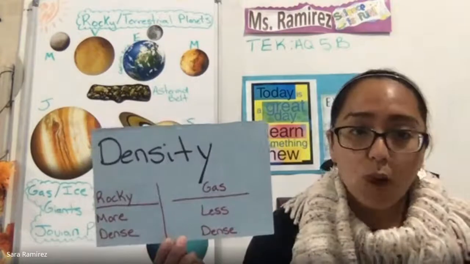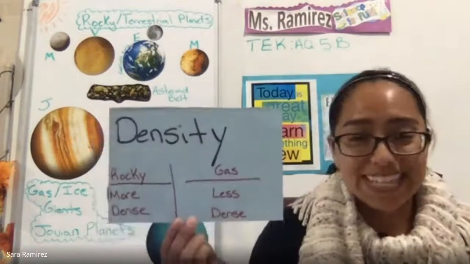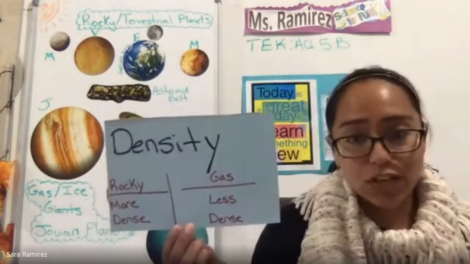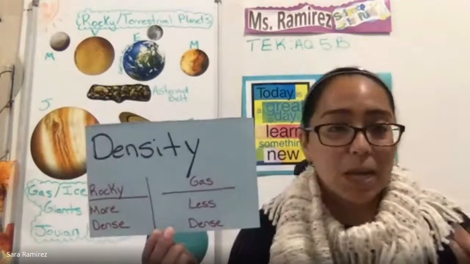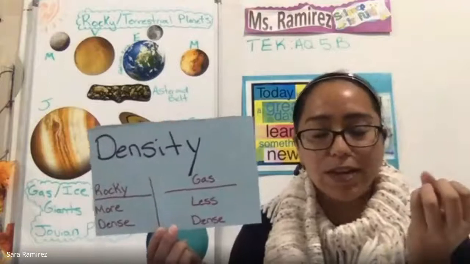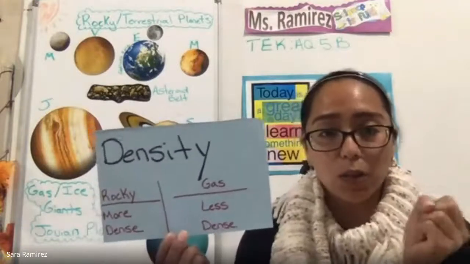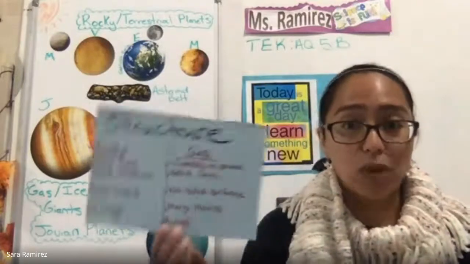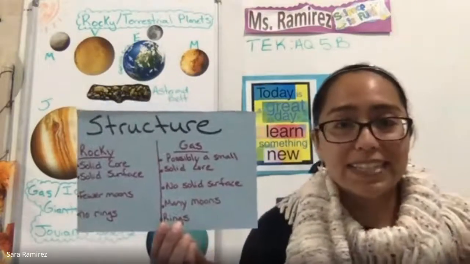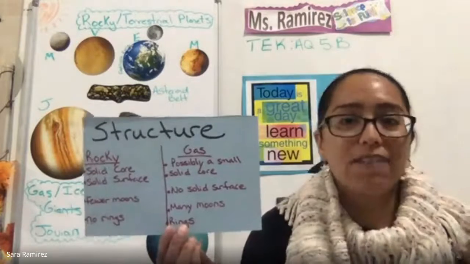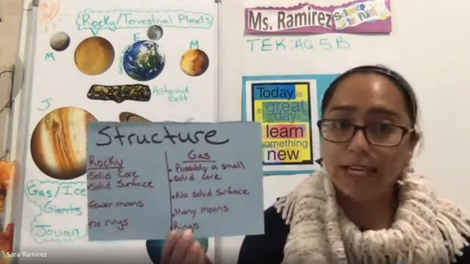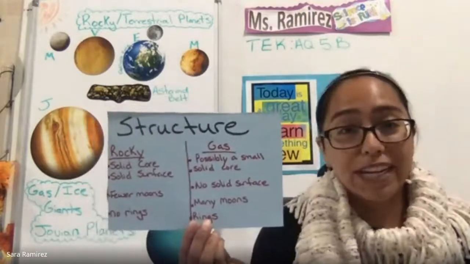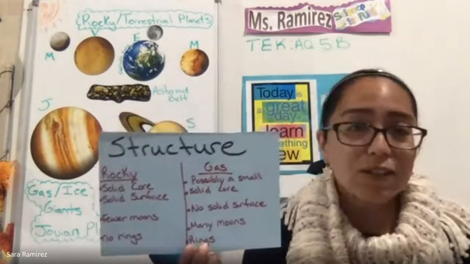The next quick characteristic that we're going to look at is their density. Generally, the rocky planets are going to be more dense. They have a more solid core and solid surface. The gas giants are going to be less dense. It's hypothesized that they probably have a very small, solid core, but the rest of it is going to be all gas. And then the structure. Our rocky planets, as I said before, have a solid core. They have a solid surface. So if you think of our planet Earth, we have a core, we have a surface that we can stand and walk on. They're going to have fewer moons, and they have no rings.